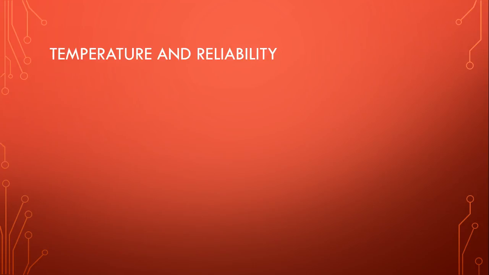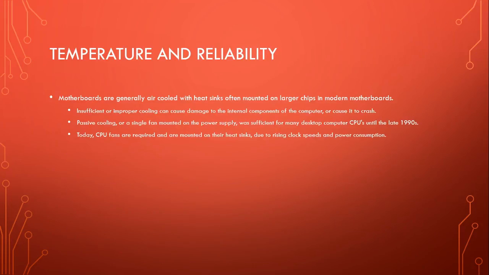Now, temperature and reliability. Remember I talked about the sensors wanting to shut the computer down if it gets too hot? Motherboards are typically air-cooled, with heat sinks often mounted on larger chips and other motherboards. This is because insufficient or improper cooling can cause damage to the internal components of the computer or cause it to crash. Passive cooling or a single fan mounted on the power supply was sufficient for many desktop computers up until about the late 1990s.